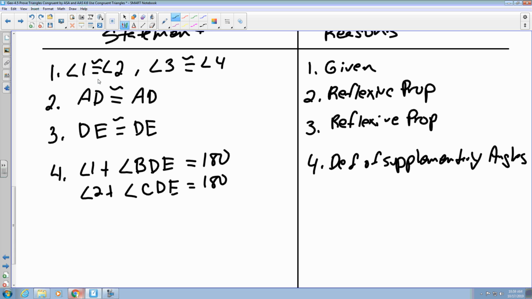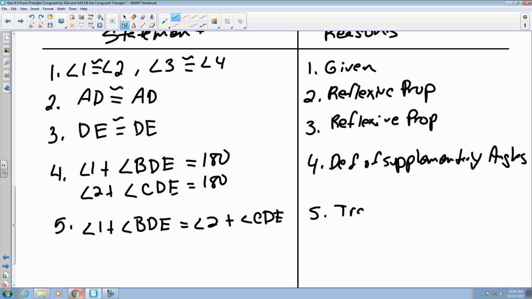Now, going into step 5, since these both add up to 180 degrees, I'm going to set them equal to each other. Angle 1 plus angle BDE is going to be equal to angle 2 plus angle CDE, and that comes from the transitive property.